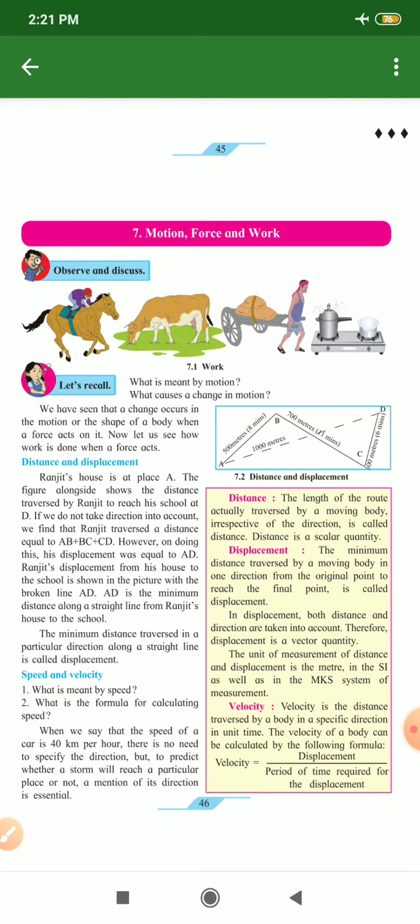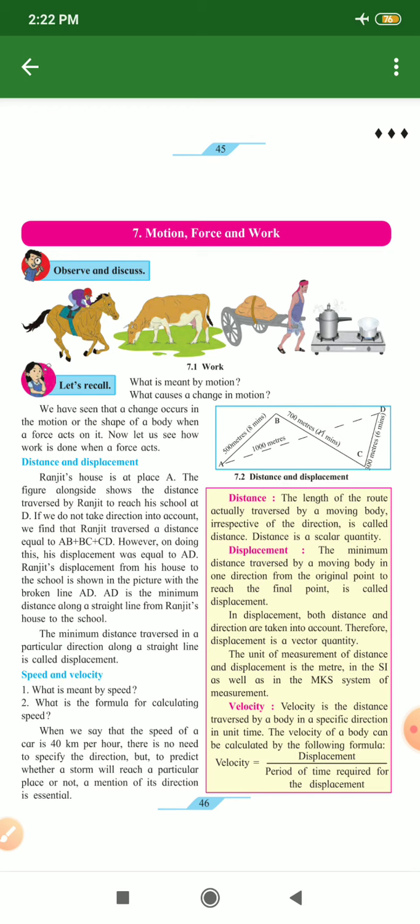Now let's learn the concept of distance and displacement. Ranjit's house is at a place A. You can look at the figure 7.2. The figure alongside shows the distance traversed by Ranjit to reach his school at D. If we do not take direction into account, we find that Ranjit traversed, means travelled, a distance equal to AB plus BC plus CD. However, on doing this, his displacement was equal to AD.